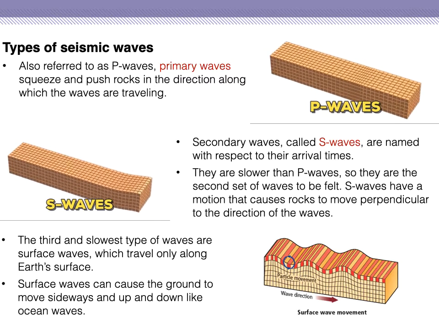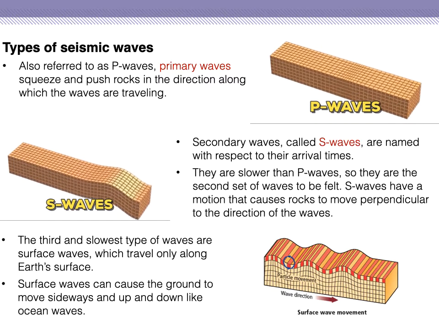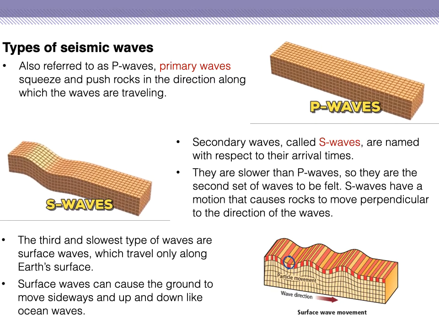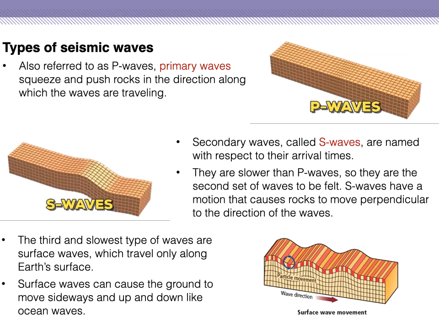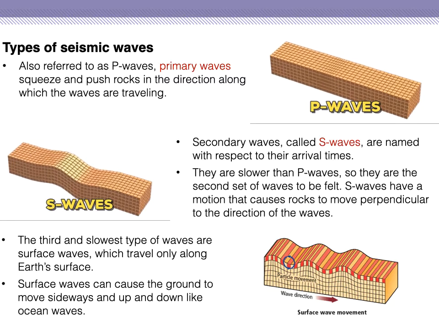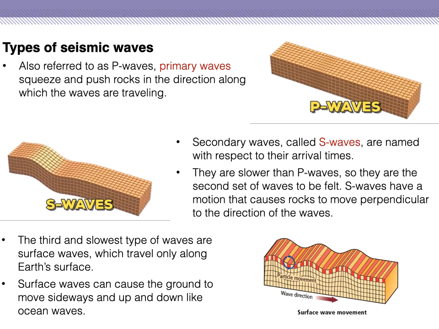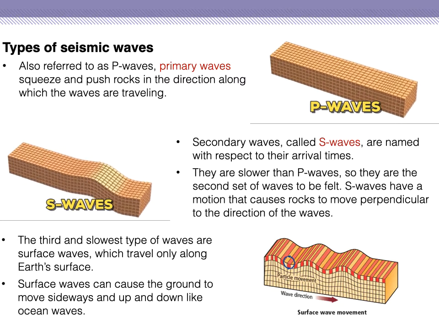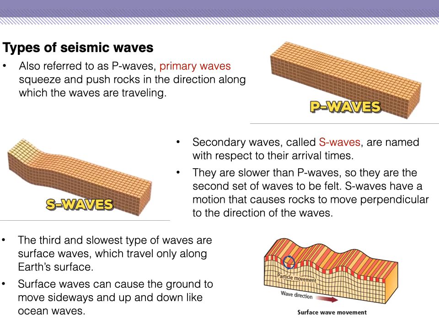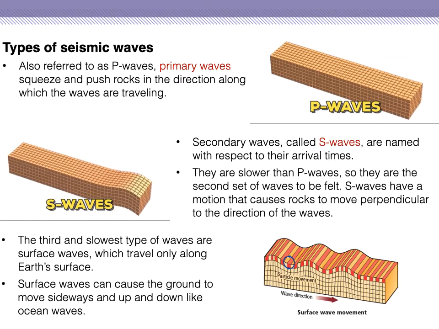Secondary waves, called S waves, are named with respect to their arrival times. They are slower than P waves, so they are the second set of waves to be felt. S waves have a motion that causes rocks to move perpendicular to the direction of the wave. The third and slowest type of waves are surface waves, which travel only along the Earth's surface. Surface waves can cause the ground to move sideways and up and down like ocean waves.